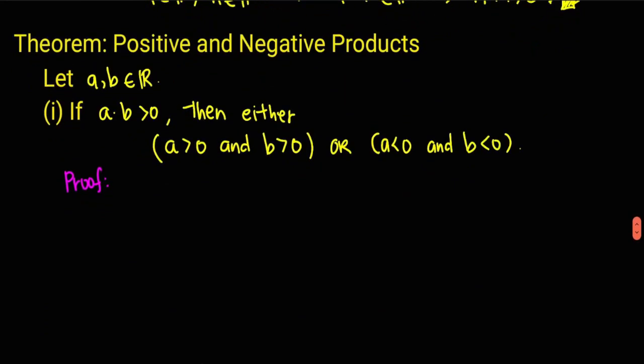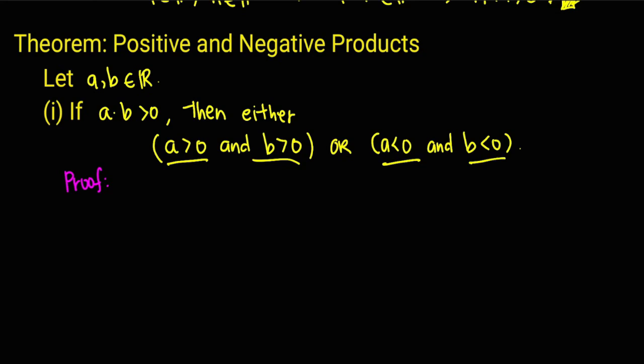The next property is usually what we use whenever we want to solve inequalities. So, positive and negative products. If you have a product AB that is greater than 0, then you have two possible scenarios. Either both A and B are greater than 0, so A is greater than 0 and B is greater than 0, or the other possibility is that both of them are negative. So either both of them are positive or both of them are negative.